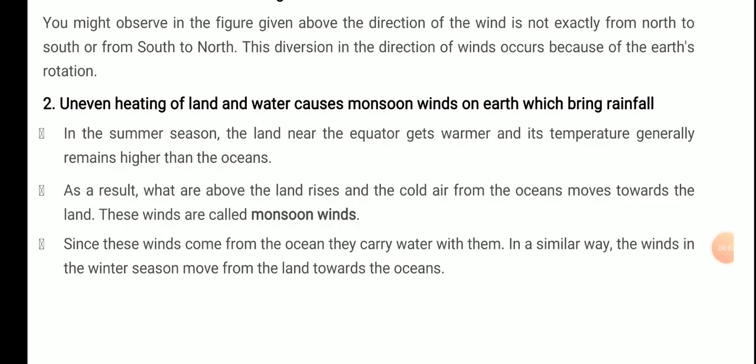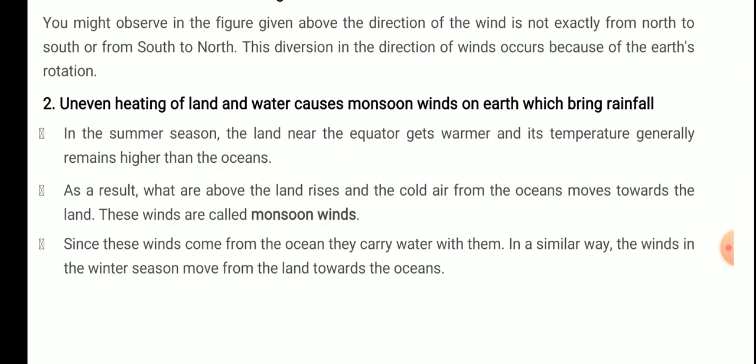Similar thing is happening again over here: land near the equator gets warmer, so the air above the land rises and the cold air from the ocean moves towards the land. We have studied this also when we discussed the sea breeze and the land breeze. Similarly, these winds are called monsoon winds.